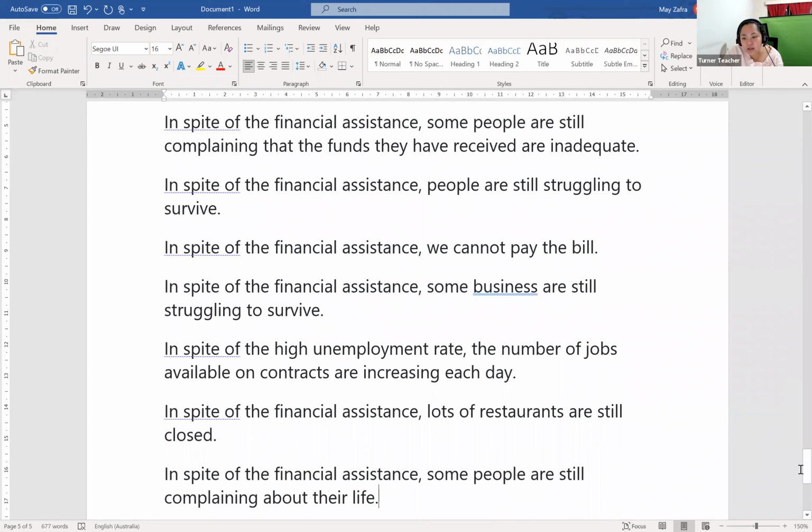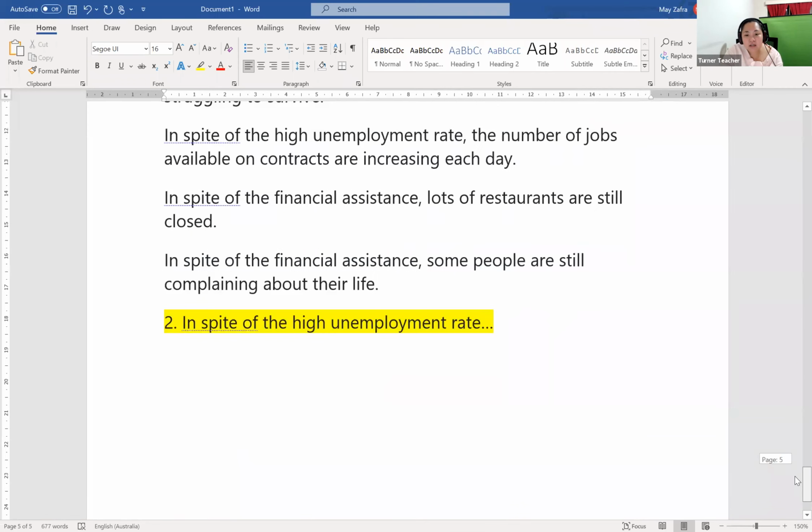Good. Okay. In spite of financial assistance, not assistant, Rosit, assistance. Some people are finding hard to life. Some people are finding it hard to live in modern cities with high rate of expenses. Can you fix that for me, please? Finding it hard to live in modern cities with high rate of expenses.